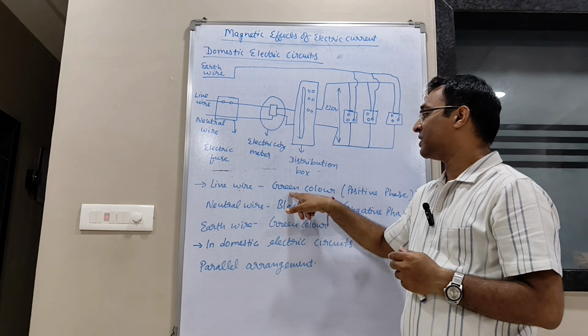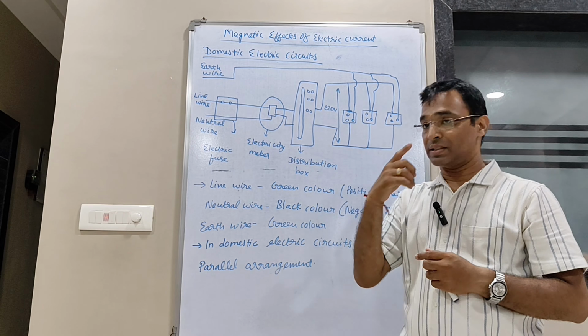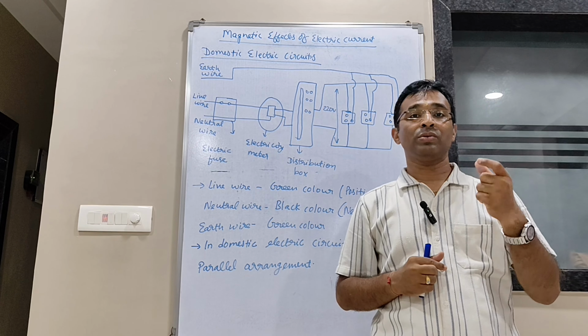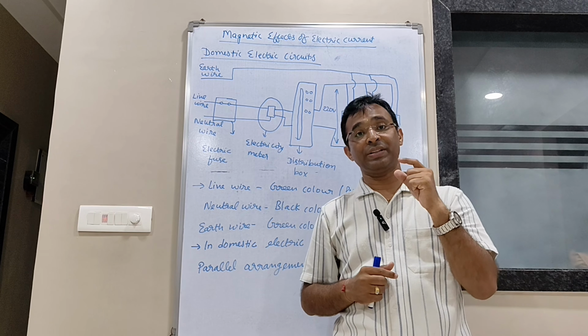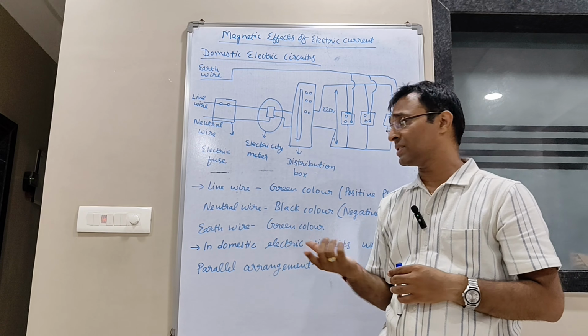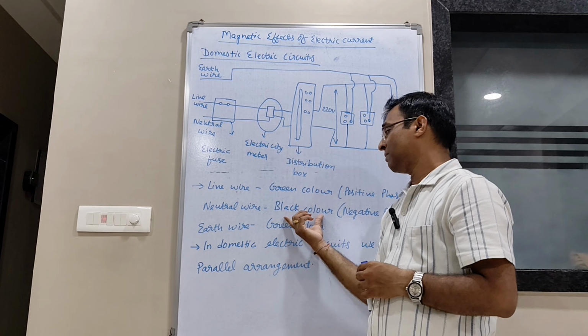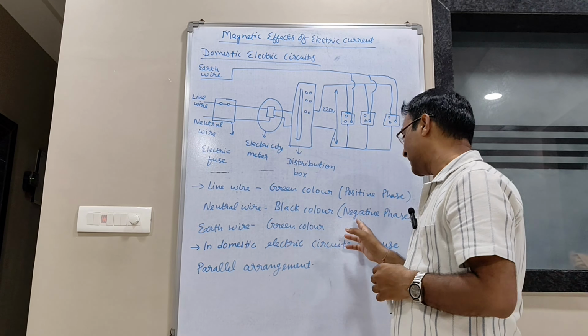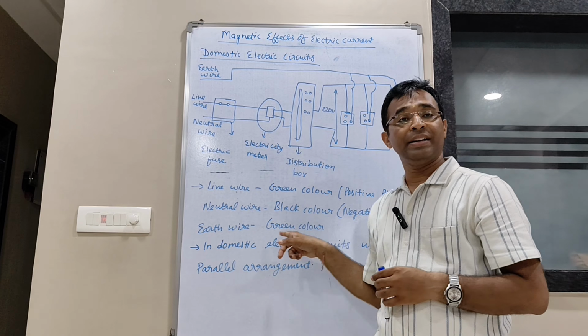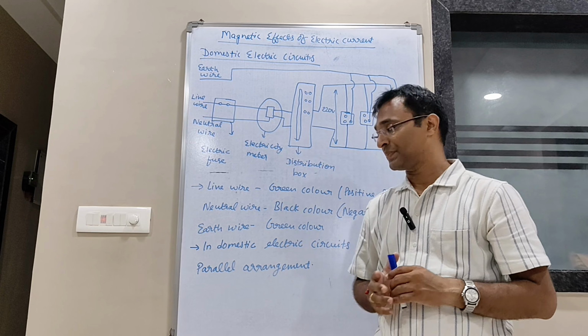For the live wire there is a specific color, which is used as a symbol and standard. Anywhere, even in household wiring, a particular color is used to indicate a live wire. It has positive phase. The neutral wire's symbolic color is black and it has negative phase. The earth wire is green color and it has no phase.